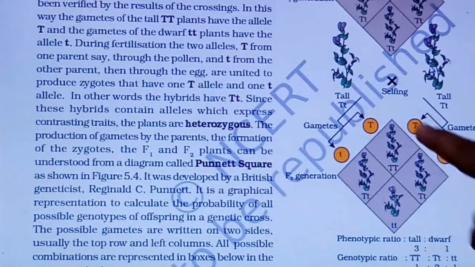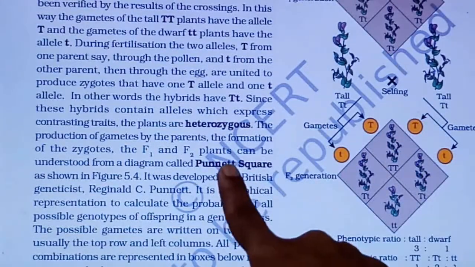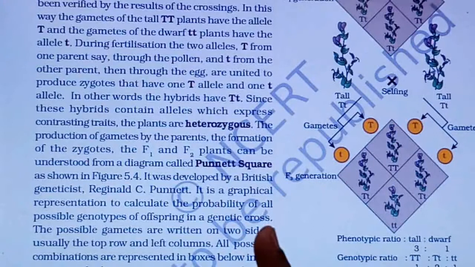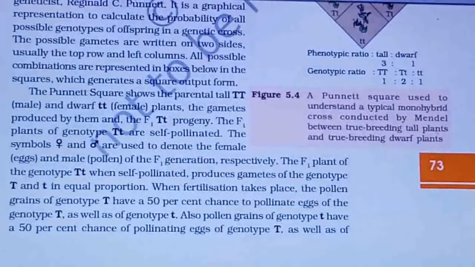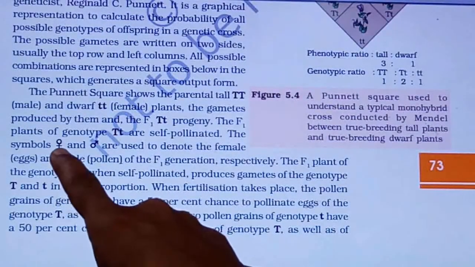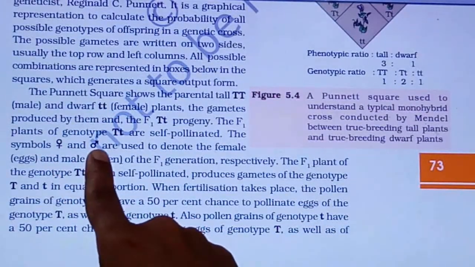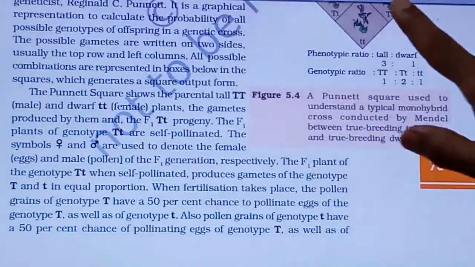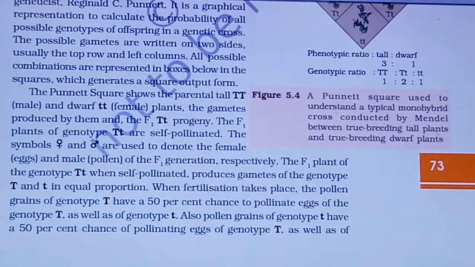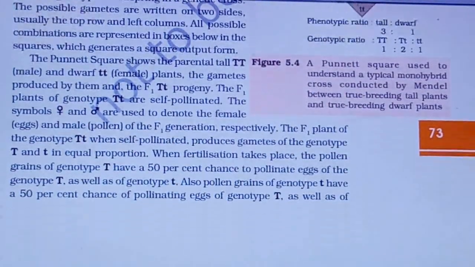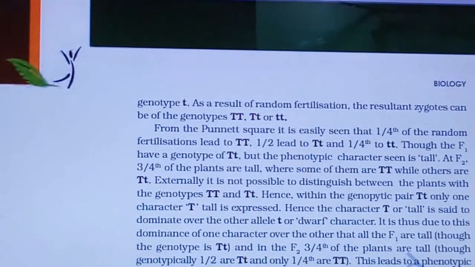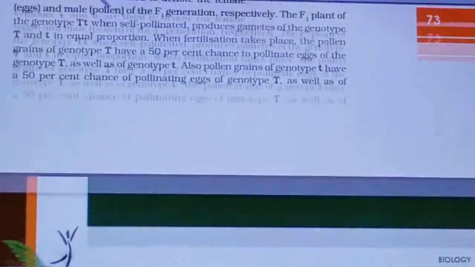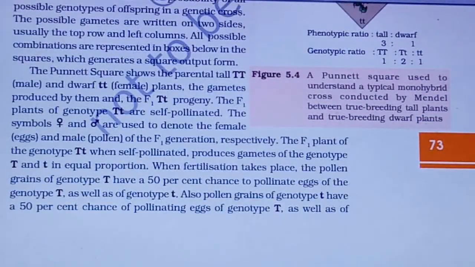This square is called the Punnett square. So the Punnett square definition will be asked for 1 mark, right? Then the next point: one more thing, you have to remember the symbols. This symbol is for the female, this symbol is for the male. So whenever you show the cross, at that time you can use these symbols for the male parent and female parent. See on the next page, page number 74.